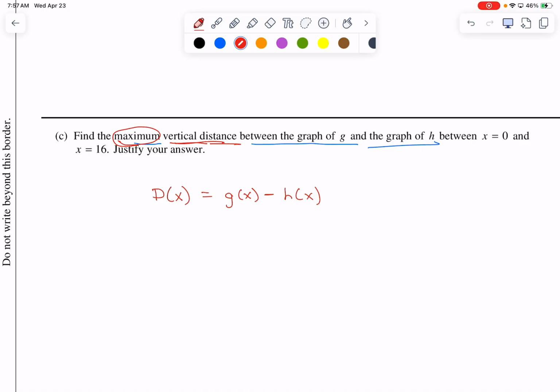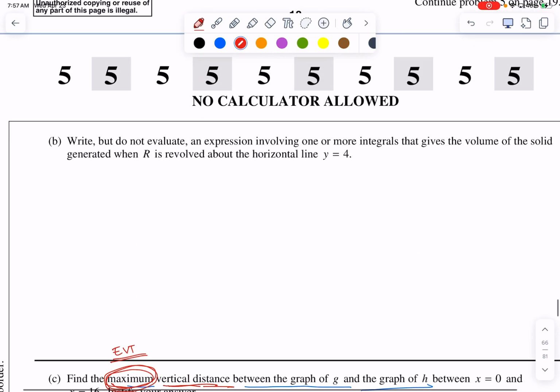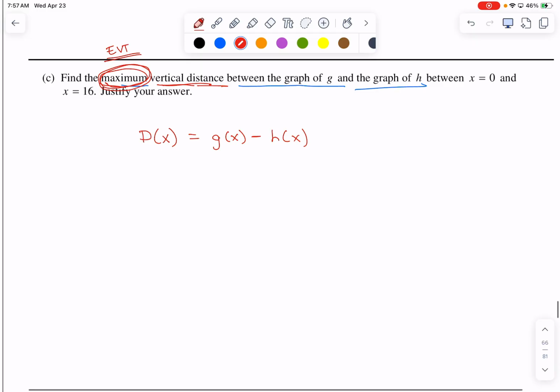Now, if you want to maximize it, find the maximum. This is EVT. They want you to find the max value. So you need to have a closed interval because remember the EVT has to be continuous on a closed interval. So we know that root x is continuous. Do you agree? Is root x a continuous function? Is a line a continuous function? I think it was back on page 43 of your continuity stuff. If you add or subtract two continuous functions, do you still have a continuous function? Yep. So EVT applies.